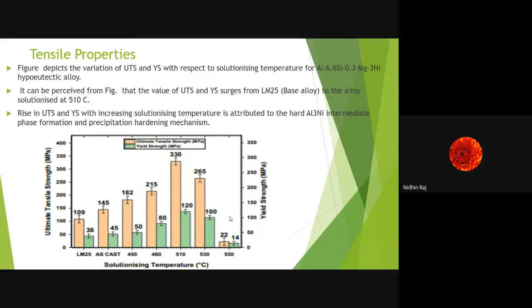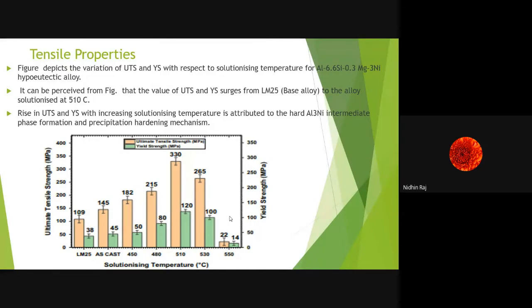Now the same increasing and decreasing trend was observed for yield strength also, that is the green color shown here. So 38 we got for LM25, 45 for as cast, then 50 for 450 degrees Celsius, 80 for 480, 120 for 510, and 100 for 530, and finally 14 MPa for the 550 degrees Celsius solutionized alloy. Clearly from this it can be seen that the value of UTS and yield strength increases from LM25, the base alloy, to the alloy solutionized at 510 degrees Celsius.